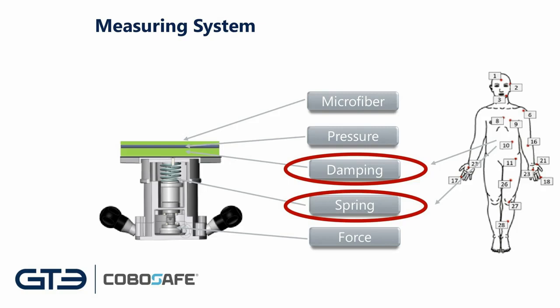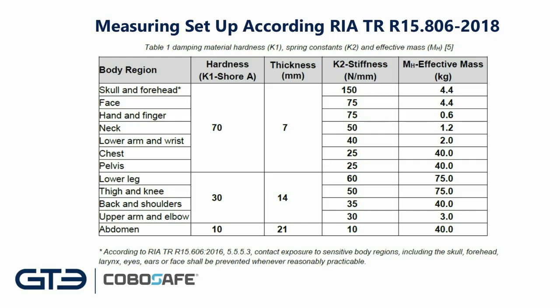So for the correct measurement setup for each body region, you can simply look at table 1 of our R15806. For example, if you might have a possible contact at your hands and fingers, you have to use a damping element with shore hardness 70 and a spring with 75 newtons per millimeter.